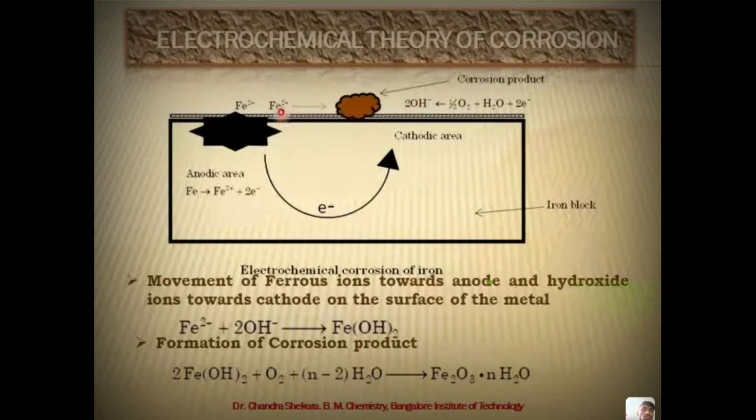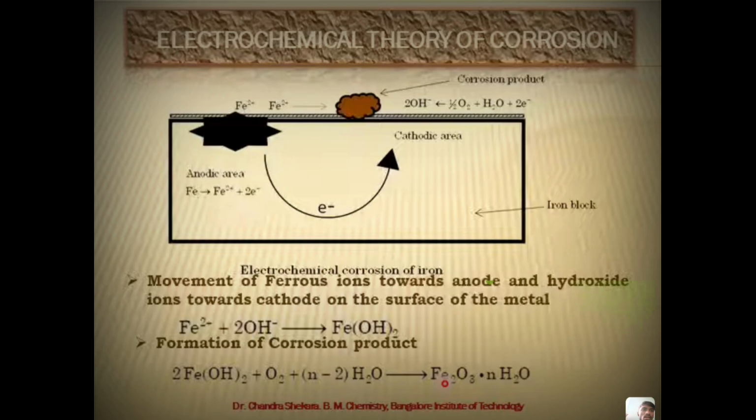Out of these three reactions, the most common reaction is reduction of oxygen and H2O into OH-. This reaction occurs naturally because when the metal is exposed to natural environment, oxygen and moisture are present on the surface of the metal and they get reduced to OH-. At the anodic area, Fe atoms which are present on the surface of the metal get oxidized to Fe2+. And at the cathodic area, O2 and H2O present on the surface of the metal get reduced to OH-.